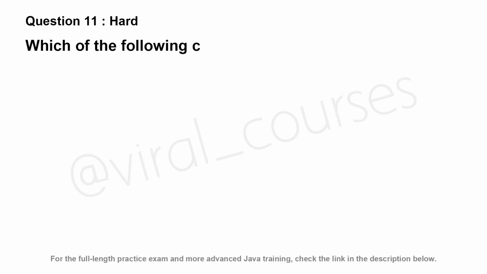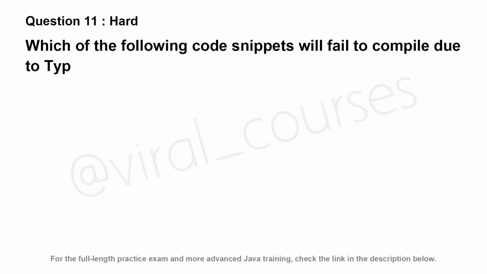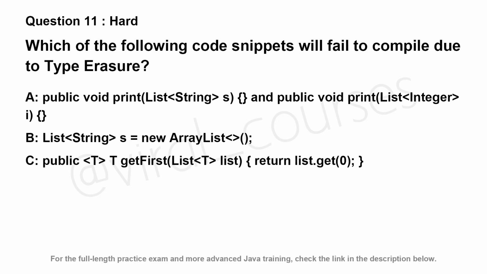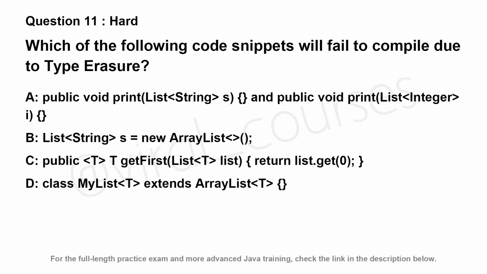Which of the following code snippets will fail to compile due to type erasure? Option A, public void print(List<String> s) and public void print(List<Integer> i) with empty bodies. Option B, List<String> s = new ArrayList<>(). Option C, public <T> T getFirst(List<T> list) { return list.get(0); }. Option D, class MyList<T> extends ArrayList<T>.